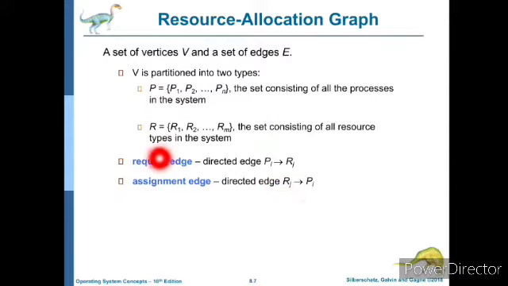Okay, so we have two types of edges, the request edge and the assignment edge. The request edge is from Pi to Rj and the assignment edge is from Rj to Pi. We'll see how the process, the resource type, the request edge and the assignment edge are represented in the resource allocation graph.